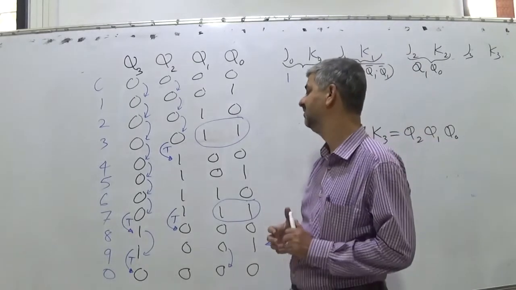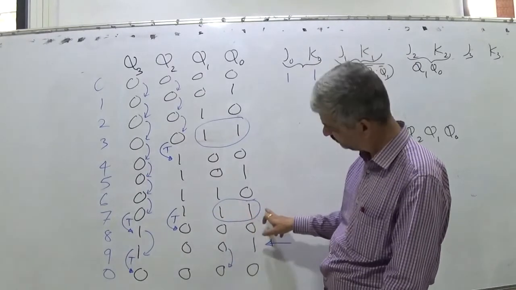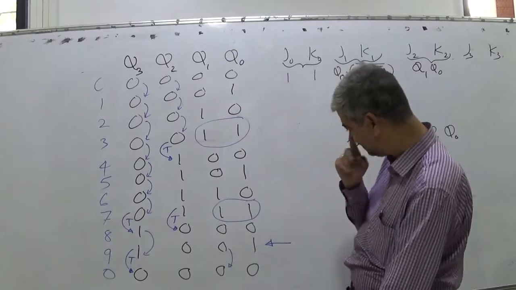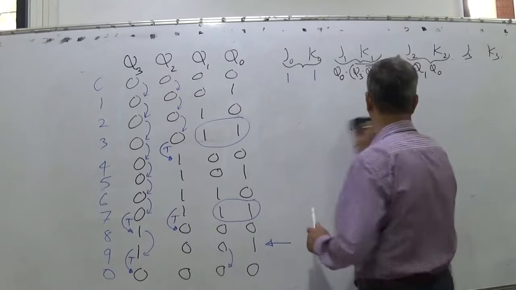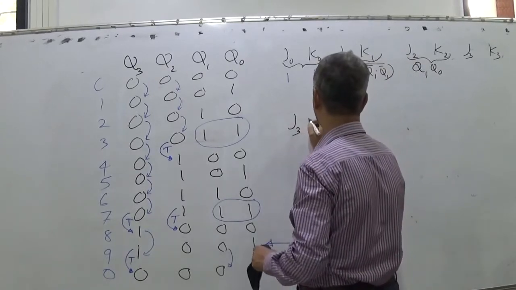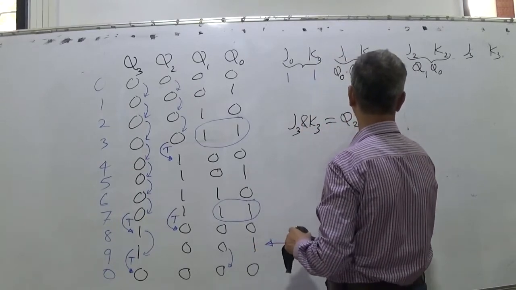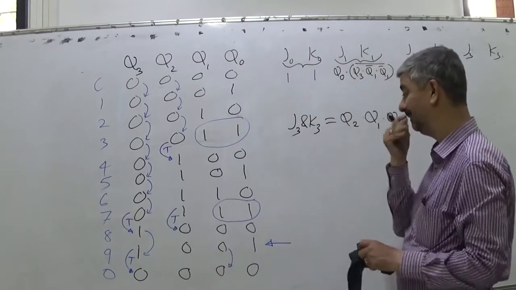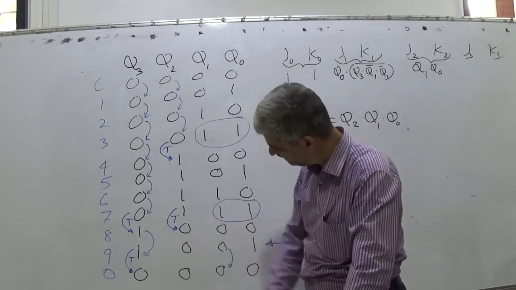What are the two cases? Toggling is there when these are 1, 1, 1, this one, and one more case is this. The first case is covered by J3 as well as K3. J3 and K3 both are equal to Q2, Q1, Q0 when these are 1, 1, 1. But here these are not 1, 1, 1, but still toggling is there.